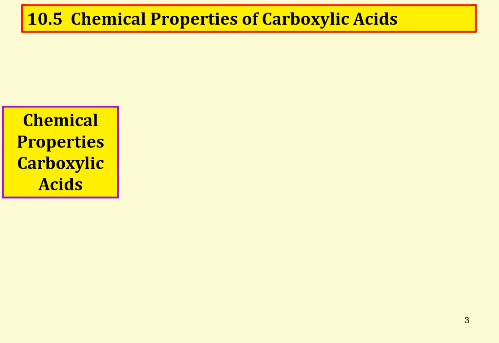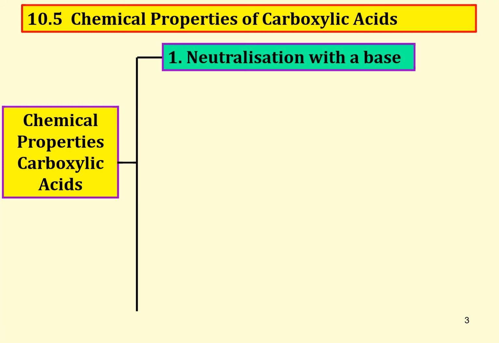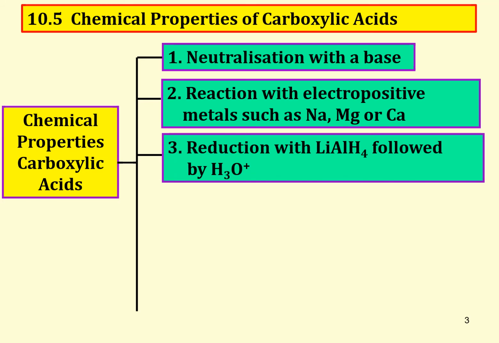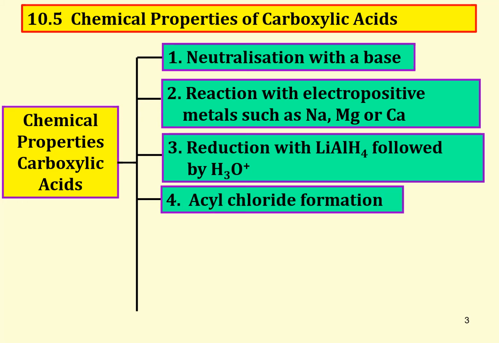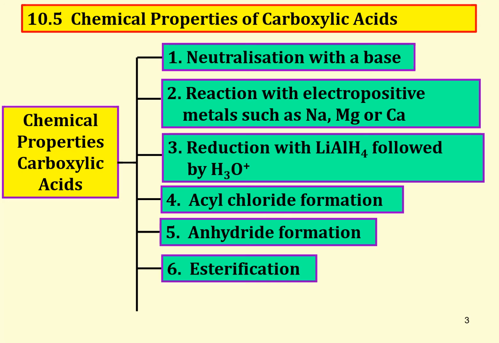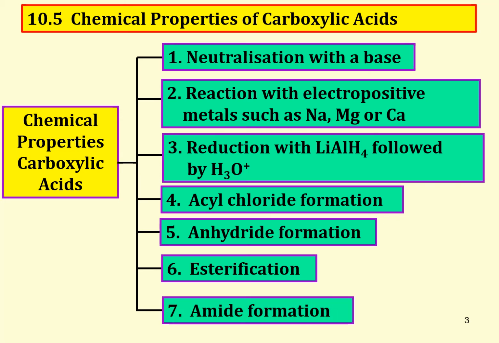Chemical properties of carboxylic acid. We have 7 reactions. The first reaction, neutralization with a base. Second, reaction with electropositive metals such as sodium, magnesium, or calcium. Third, reduction with lithium aluminum hydride, followed by acidified hydrolysis. Fourth, acid chloride formation. Fifth, anhydride formation. Sixth, esterification. And the seventh reaction is amide formation.